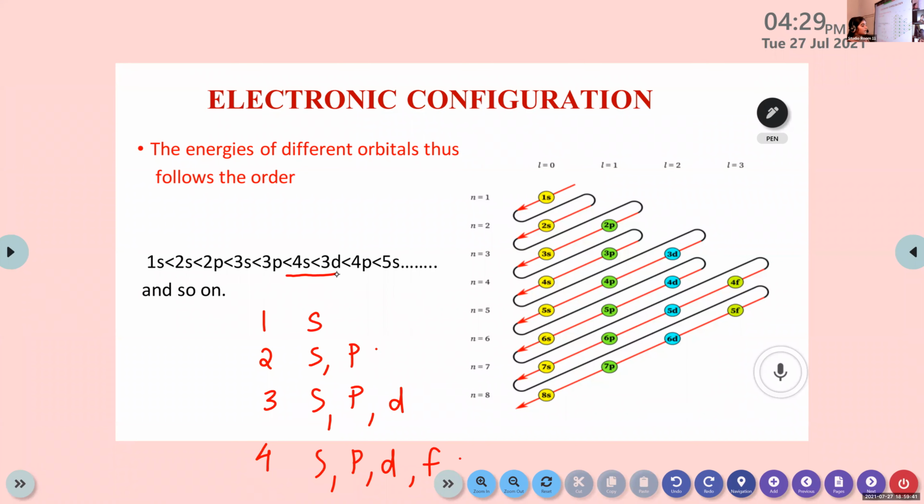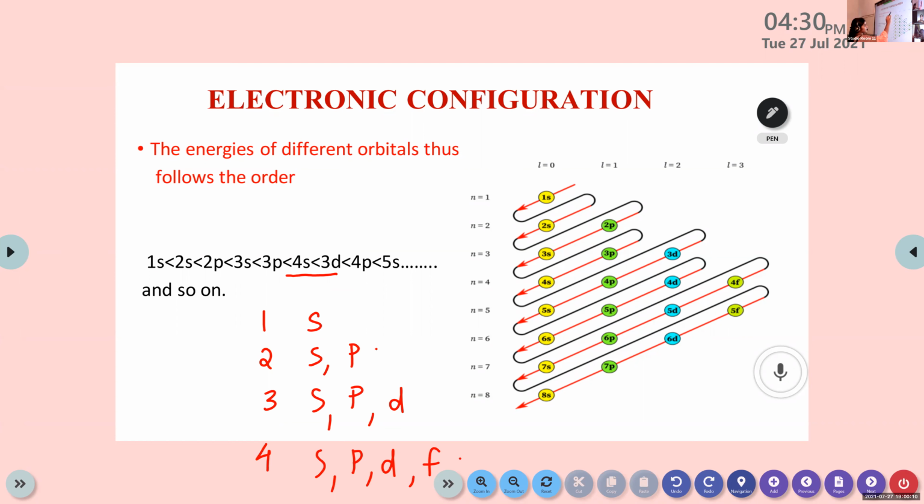The electrons should be distributed into different orbitals according to their increasing order of energies. This is clear, children? We are starting from 1s, then 2s, 2p, 3s, 3p. After 3p, you have to write 4s. Okay, then 3d, then 4p, like that.